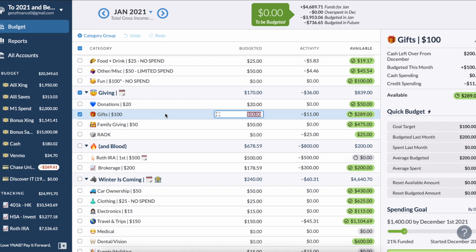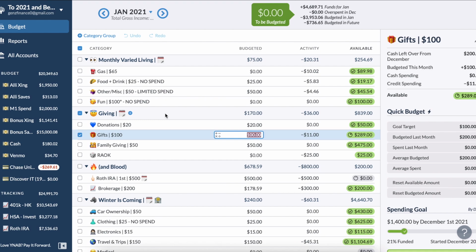In case you are new to my channel or how I handle my budget, this is my main personal budget inside of YNAB. I budget into this every other Friday when I get paid. I do have a gifts line in this budget, and this is where I track all of the gifts that I have spent money on for the entire year.